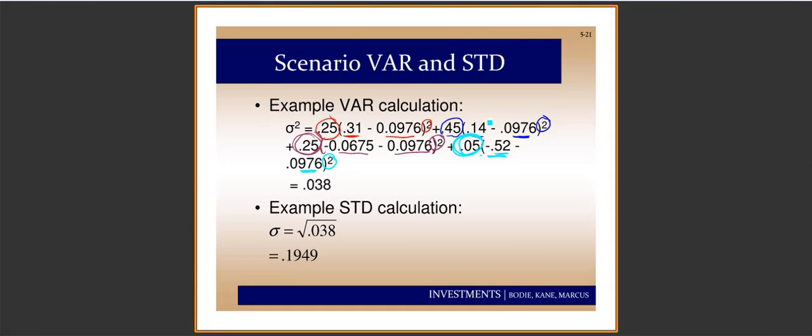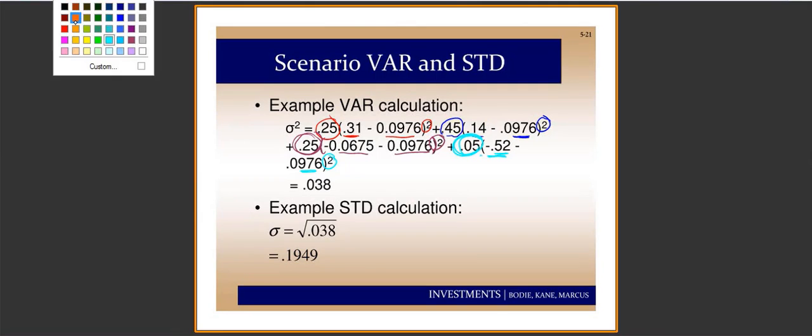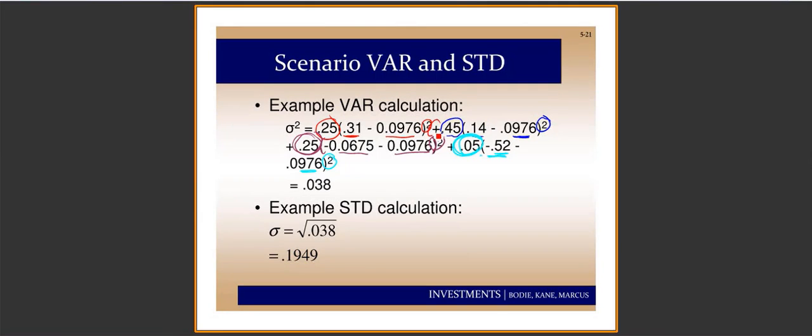And when we sum all those together, because we have lots of addition signs, don't we? We add all those together. That gives us our variance. When we take the square root of the variance, we get the standard deviation.